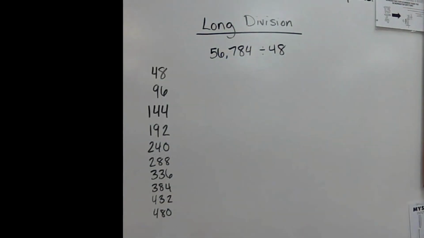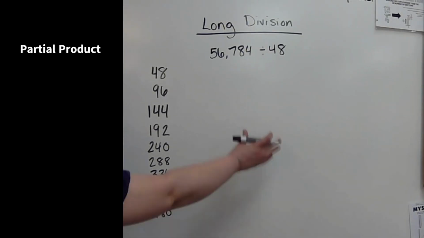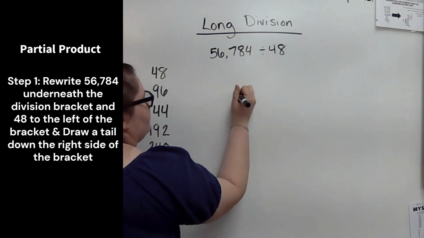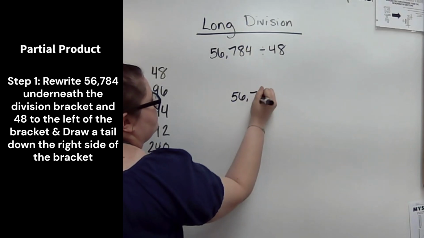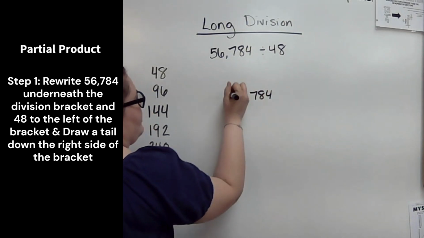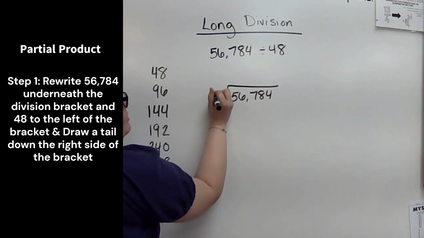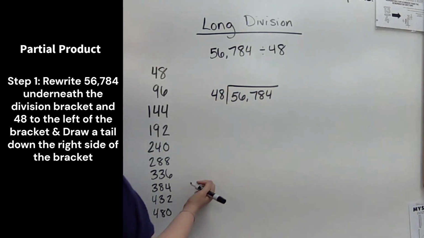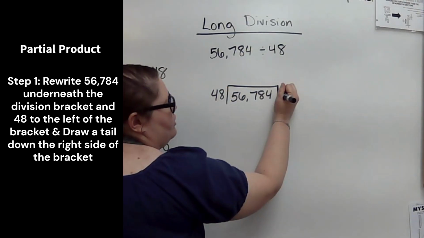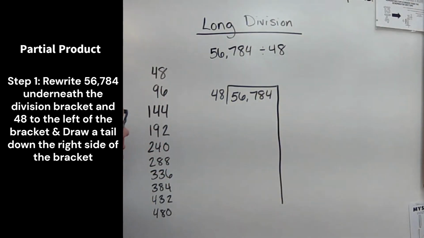The next strategy I'm going to show you to divide large numbers is using partial products. Partial products kind of start out the same as standard algorithm. We take this 56,784 and we put it inside of the bracket. On the left side, I'm going to put that 48. And then on the right side, I'm going to draw like this long tail.